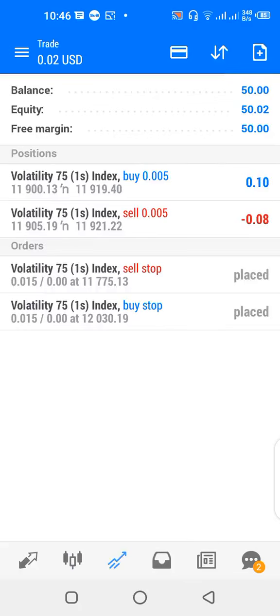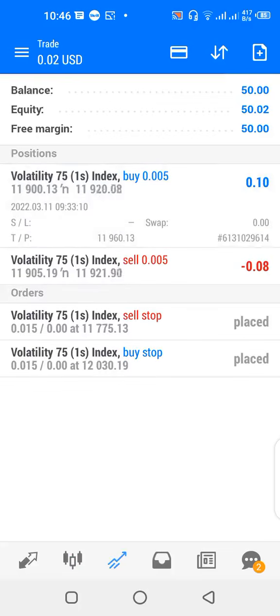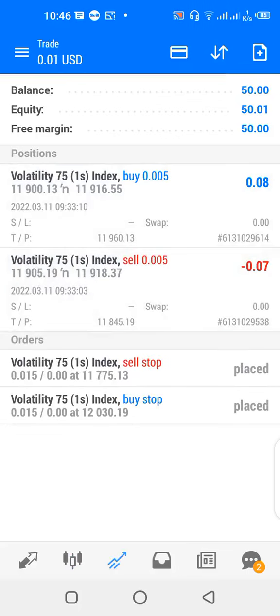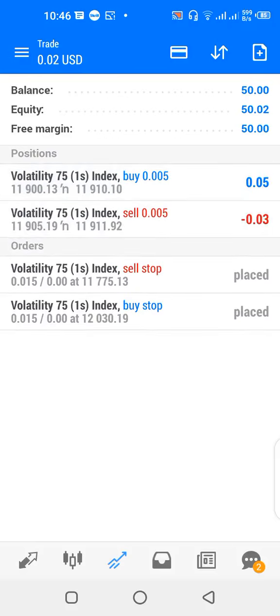So this trade is still going on. I have running buy trade. I have running sell trade. My buy trade is in profit. My sell trade is in loss, the drawdown. But for my account, I can still see I have $0.02. That means I'm still in profit, even if I decide to close these running trades. At the same time, I may still end up with $0.02. That's like 2 cents. Okay.